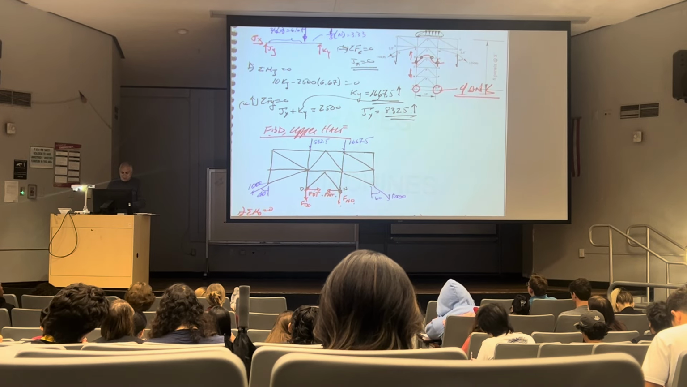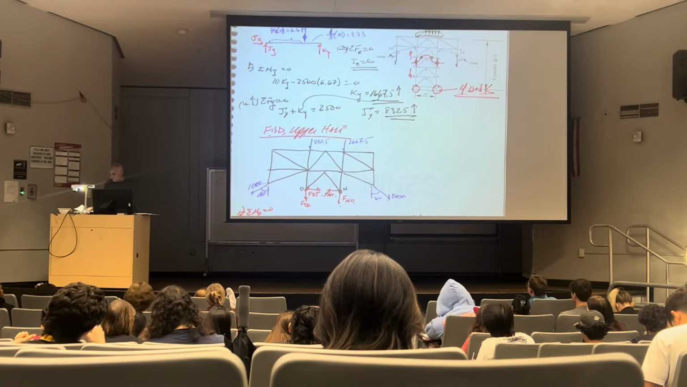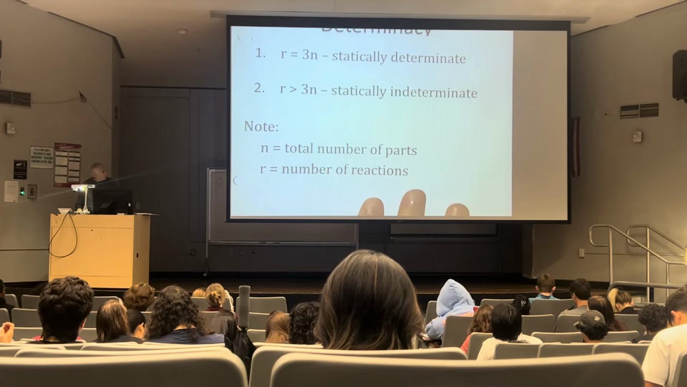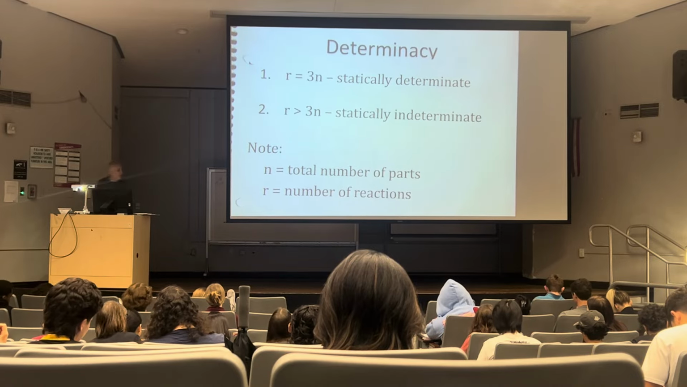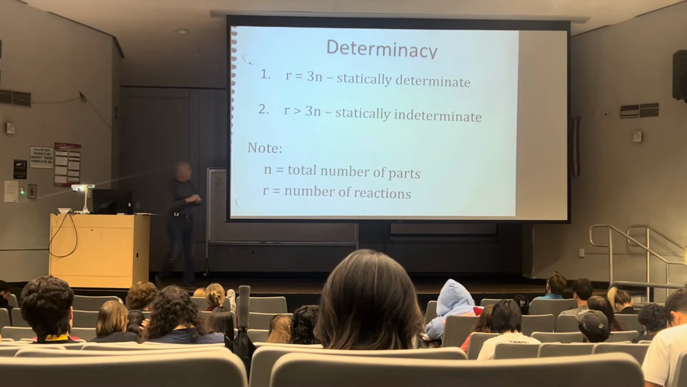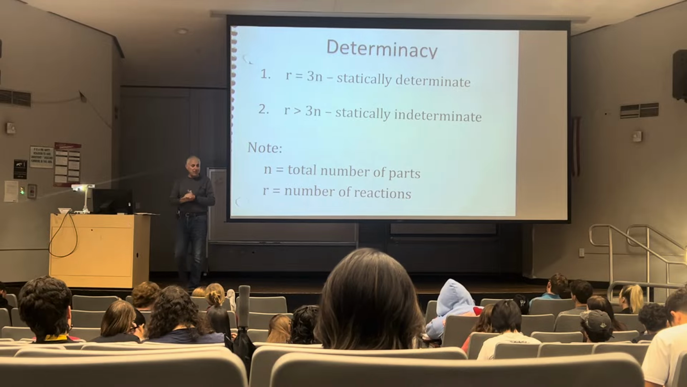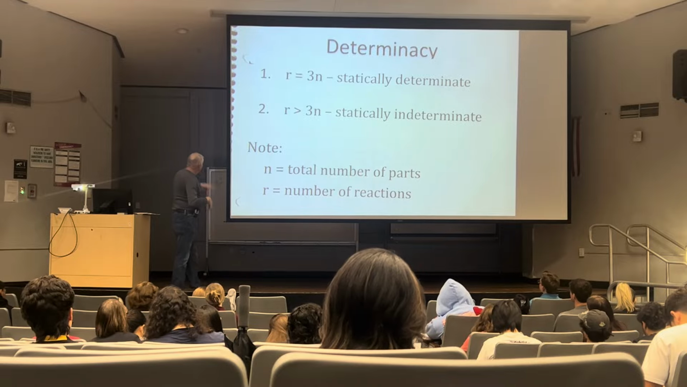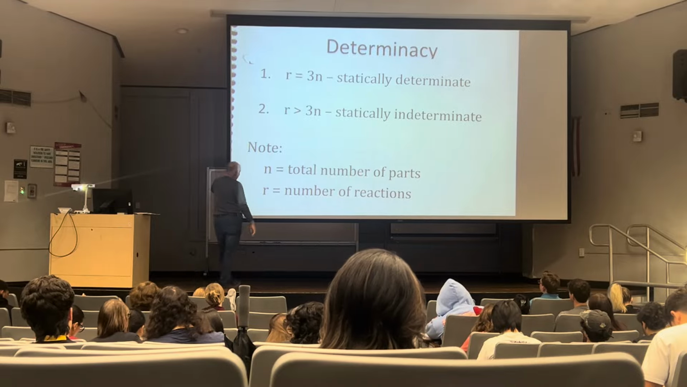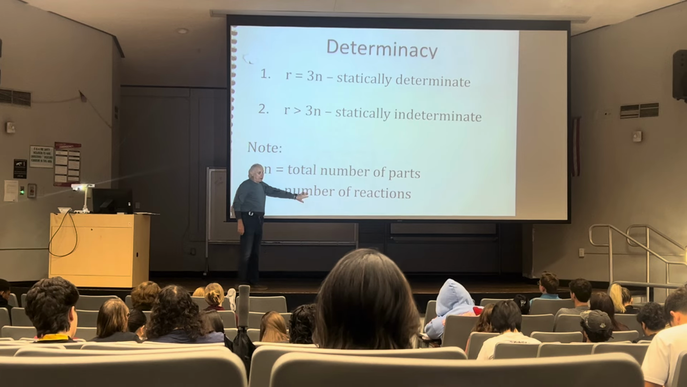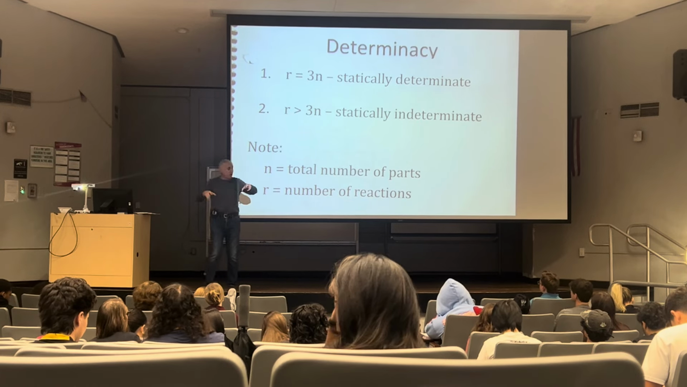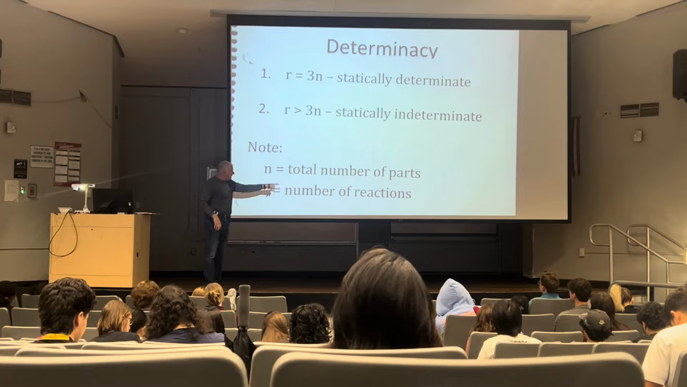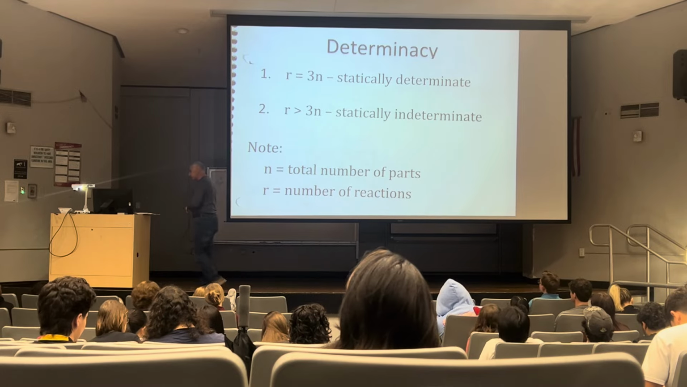Now, as far as static determinacy, frames are statically determinate if R equals 3n, statically indeterminate if R is greater than 3n. What is R and what is n? R, number of reactions. Total number of reactions, not just the external ones, but internal reactions too. N, total number of parts.